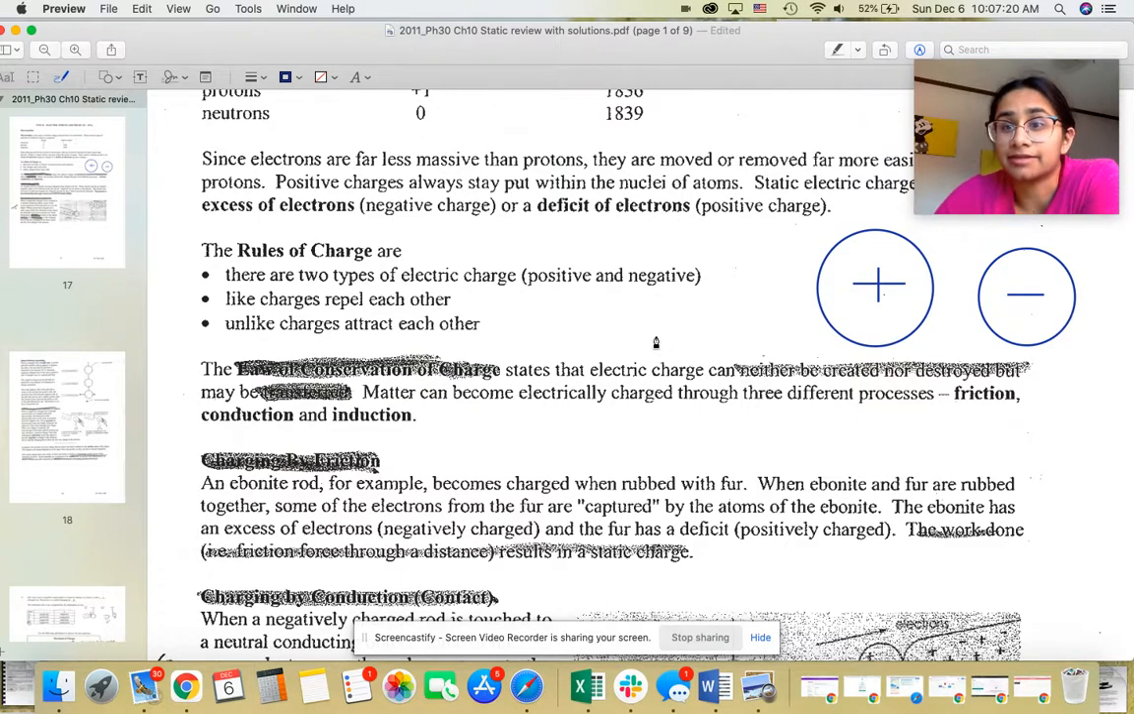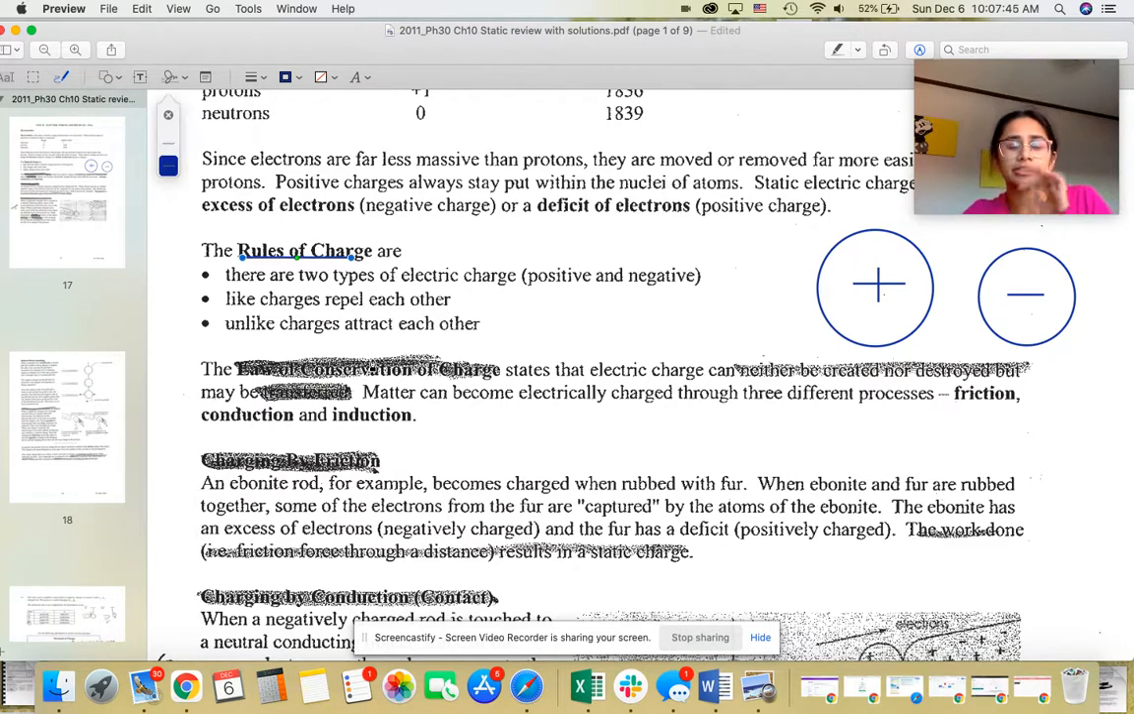If they move away from a certain body, they're going to leave that object with a positive charge because there's a deficit of electrons. And in terms of gaining electrons, that body is going to be left with a net negative charge because there are more electrons than protons in that object. So let's take a look at what the rule of charges says.